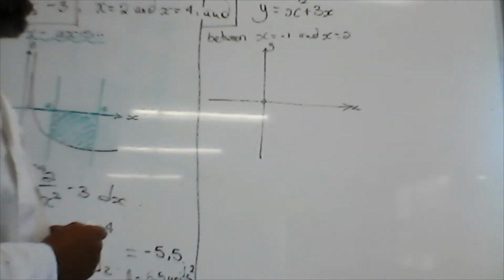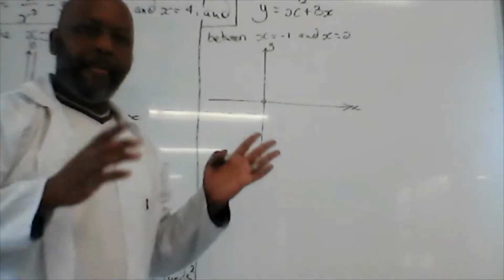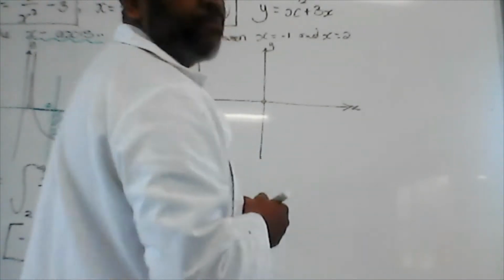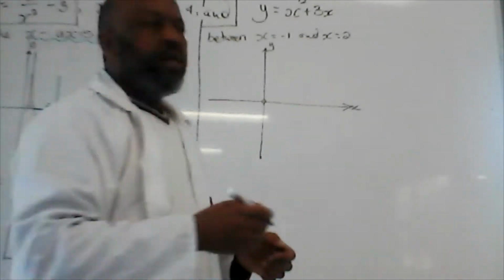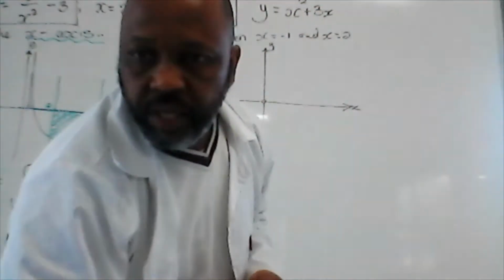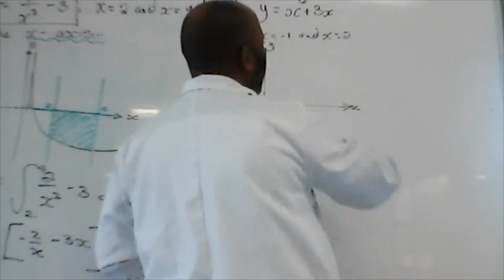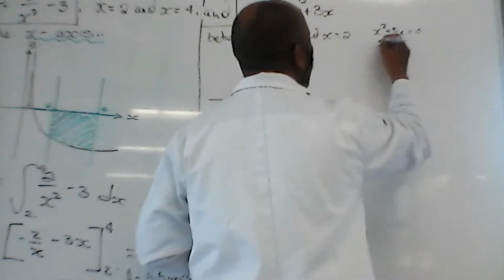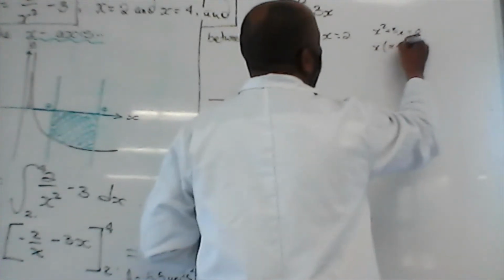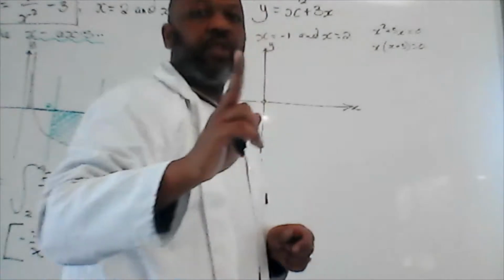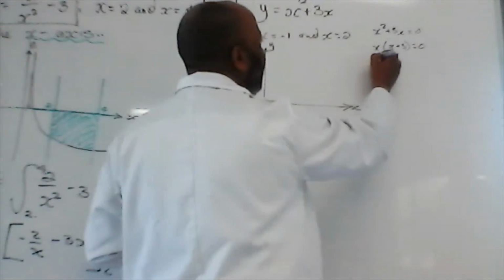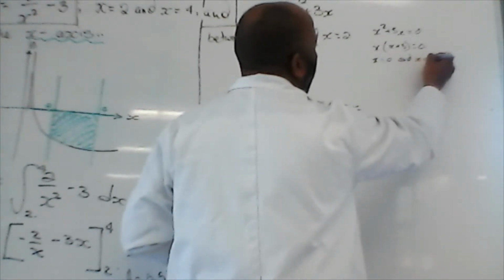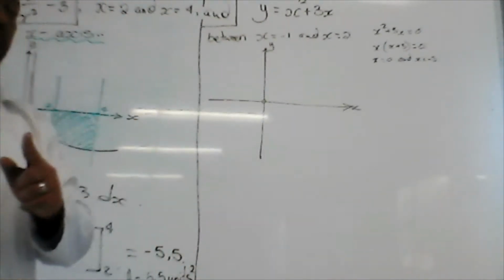So let's draw this. y equals x squared plus 3x. I know that's going to be a parabola, from my previous studies. What's your x-intercept? You let y be equal to 0. So if you let y be equal to 0, then we get x squared plus 3x equals 0. Factorize that, you get x(x plus 3) equals 0. So you come up with two intercepts for x here. The first intercept is at x equals 0, and the second intercept is at x equals -3.